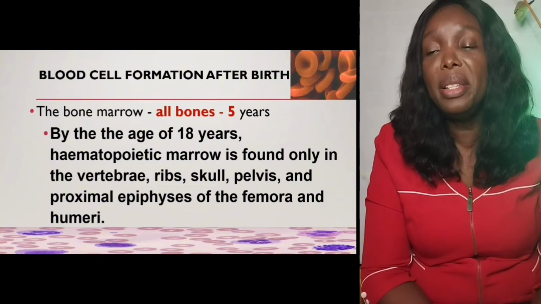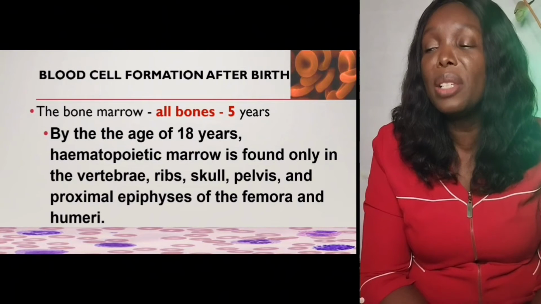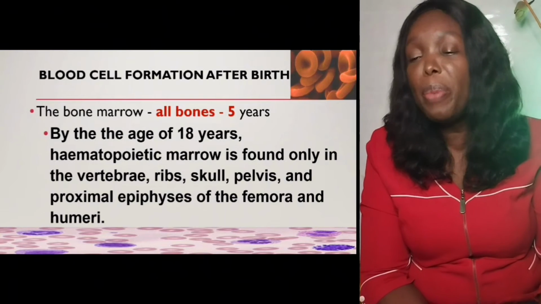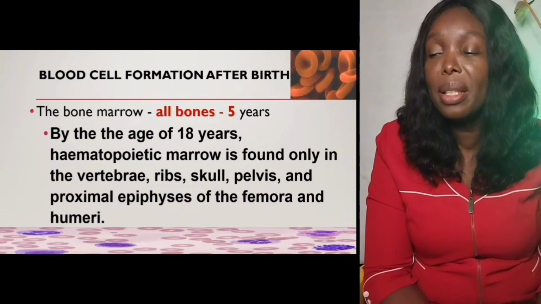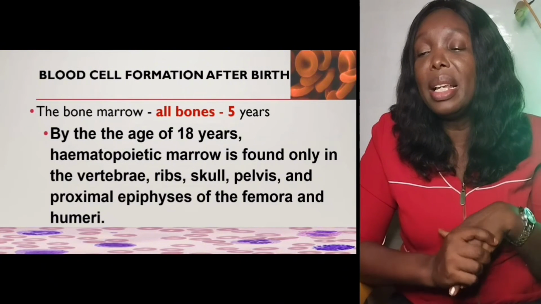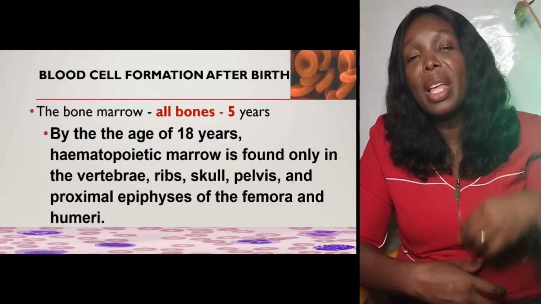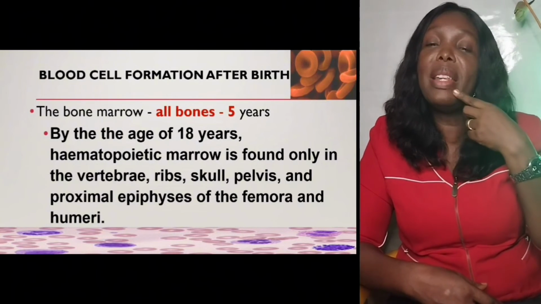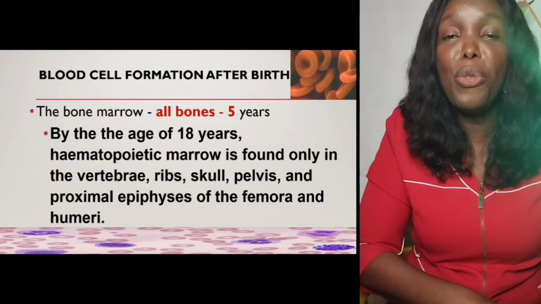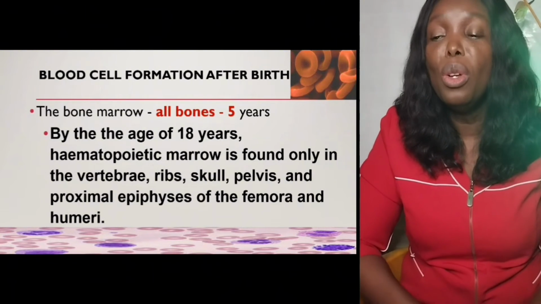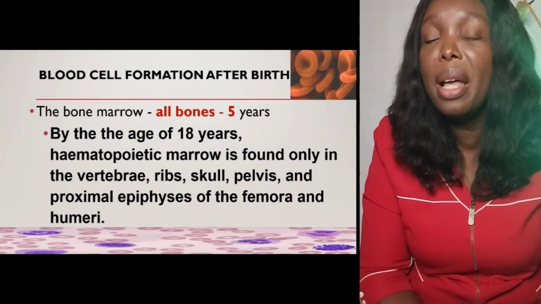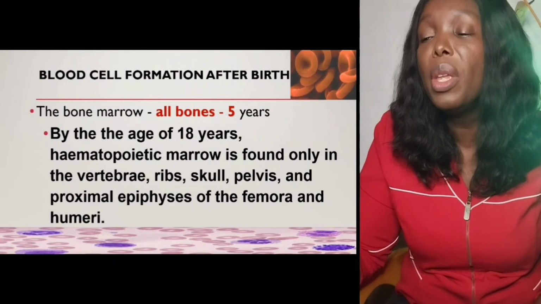By the age of 18 years, hematopoietic marrow is found only in the vertebrae, the ribs, the skull, the pelvis, the proximal epiphysis of the femora, and the humeri. So by the time the child is growing, at the end of the adolescent stage, the bones that are involved in blood cell production are restricted only to the vertebrae, the ribs, the skull, the pelvis, and the proximal epiphysis of the femora and the humeri.